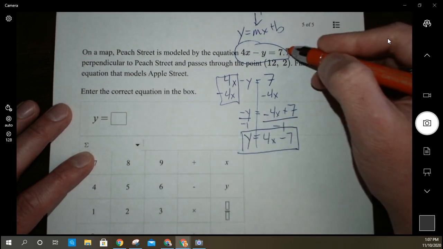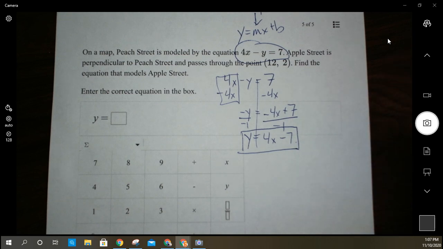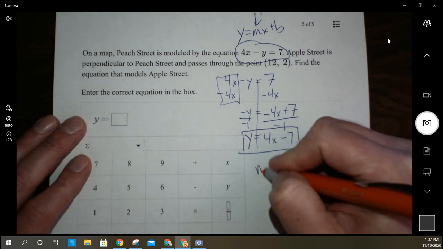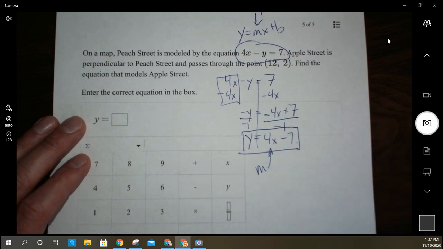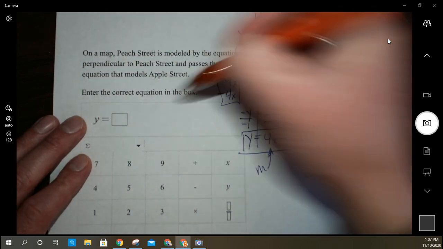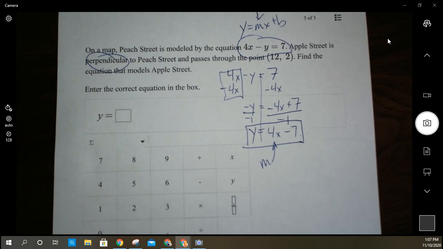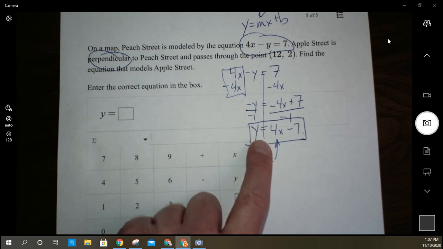So now that I got that in my y equals mx plus b format, I can see that the slope of our original line here is 4. And we want to figure out a street, better terms, a line that is perpendicular to this one.